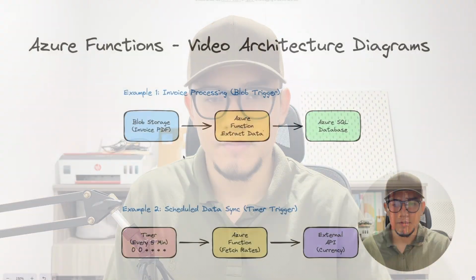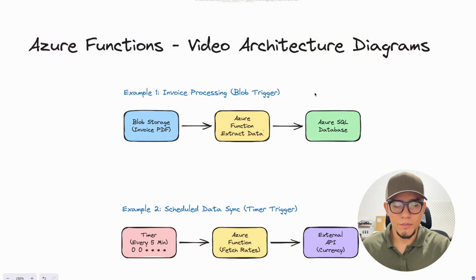I'm going to show you 3 scenarios that solve real business problems. So let me show you the architecture of each one. So here's the diagram for each application that we'll be looking at today. So let me show you the scenarios for each example.